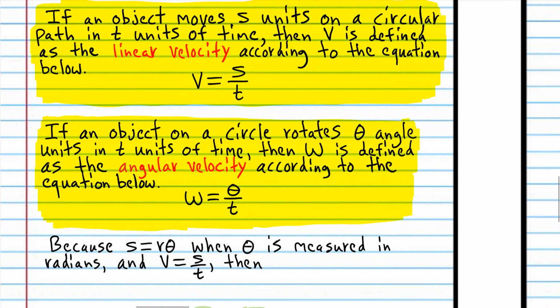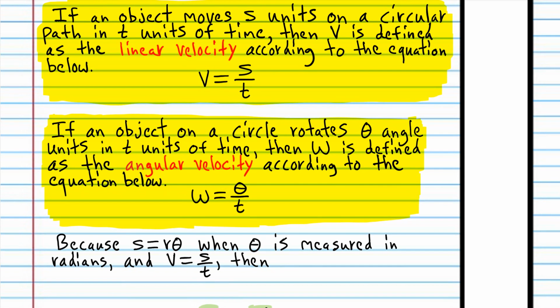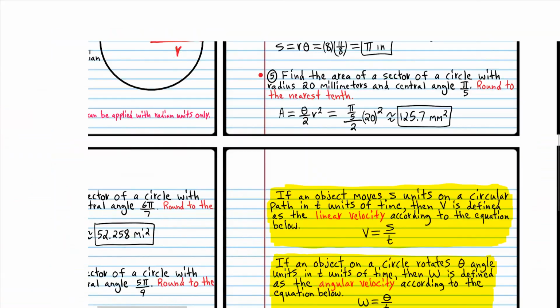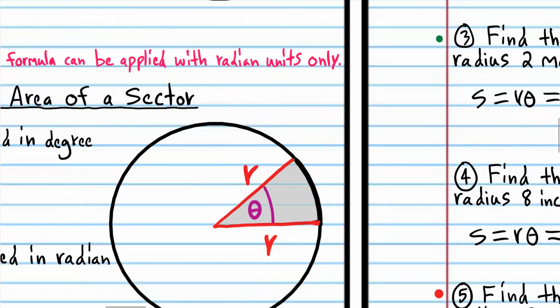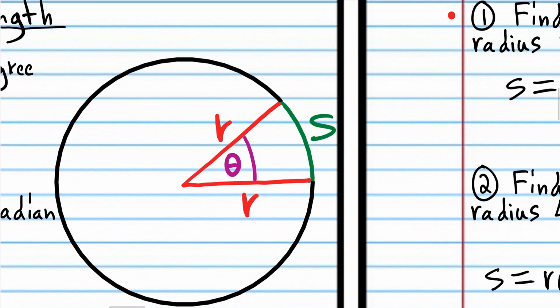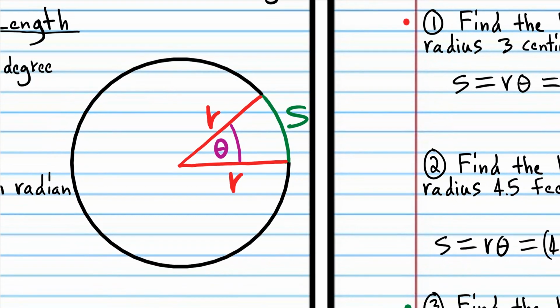Okay, we also have something called angular velocity. If an object on a circle rotates theta angle units, so for example, let's say an object moves from here to here, and the corresponding angle that is mapped out or displayed, however you want to say it, is theta units.